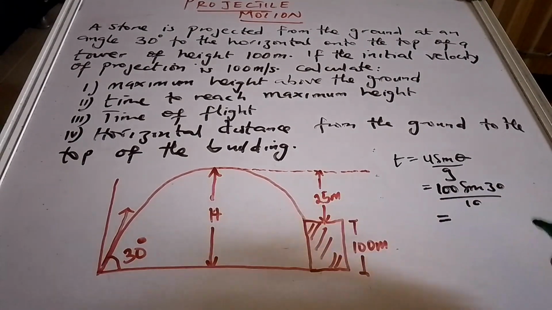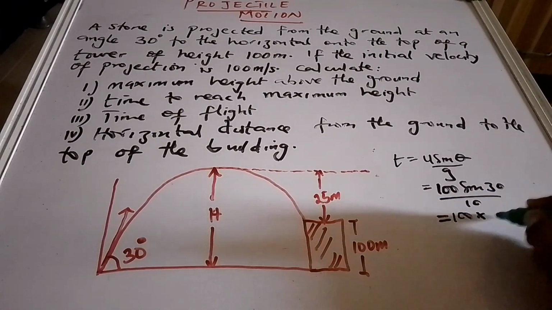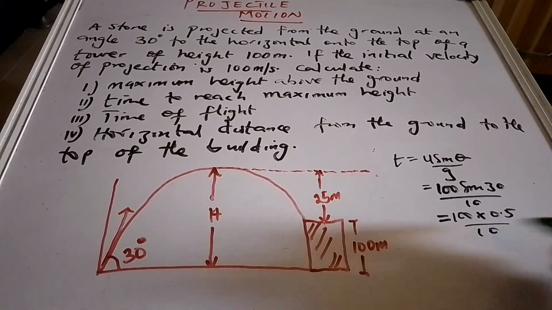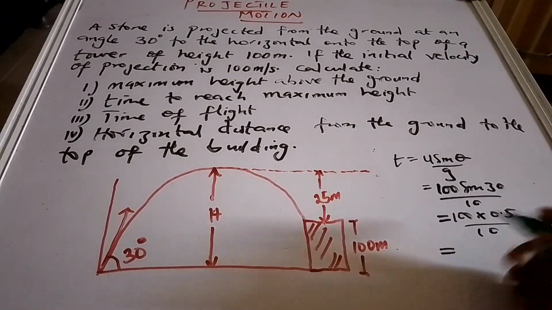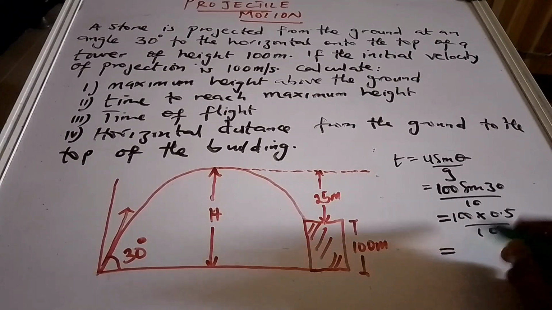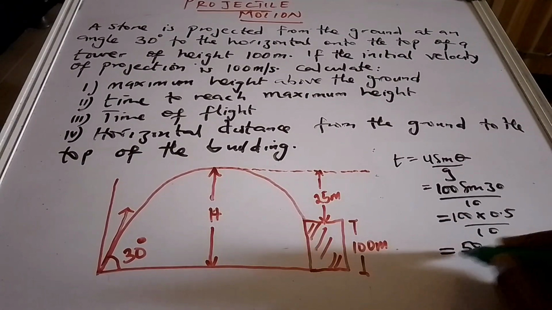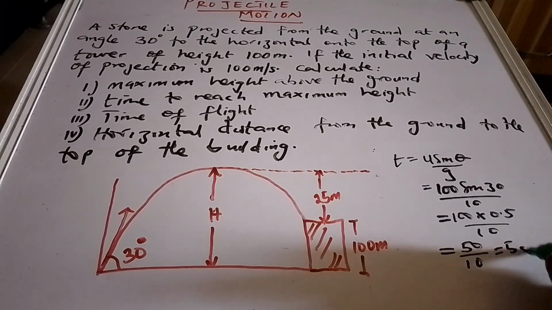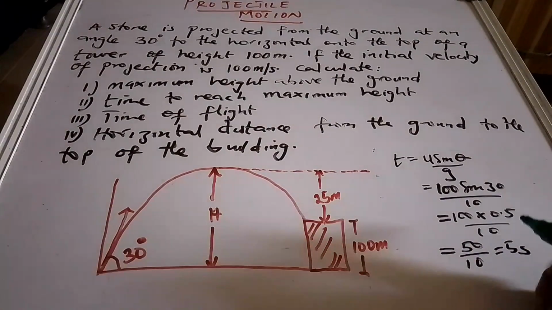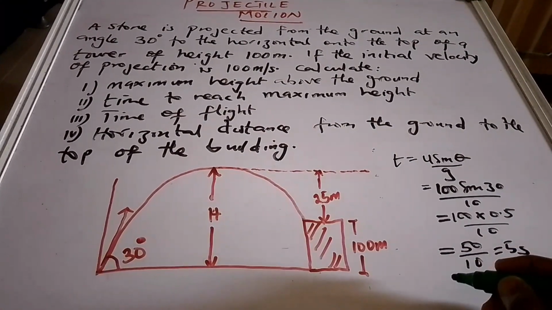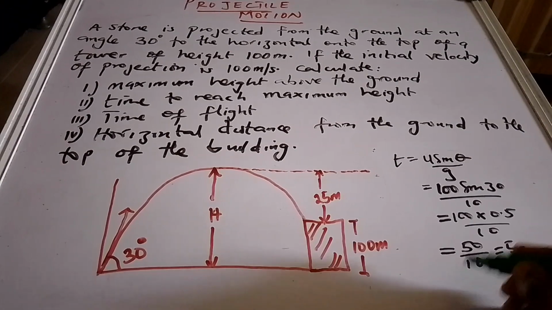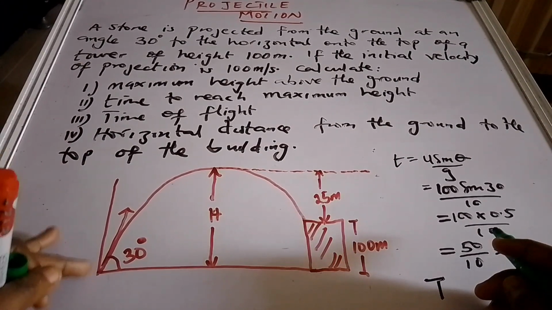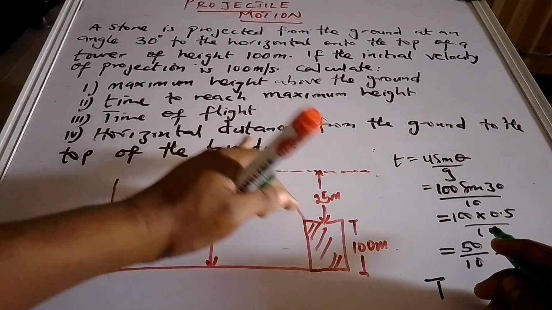So what's going to be our time? That is 100 multiplied by 0.5 over 10. So our time to reach maximum height is going to be 50 over 10. It's going to be 5 seconds. So that's our time to reach the maximum height. So the number 3 now, the total time, the time of flight, is talking about the time it uses to go up and it hits here.